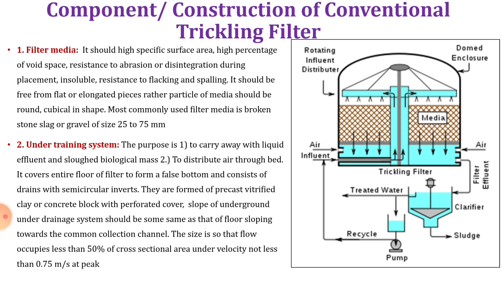So if you see at the bottom, the under drainage system is provided. It will carry the treated wastewater and the sloughed biomass. It will also be used to distribute the air evenly. So in short, it forms a false bottom. The slope is provided to the under drainage system, and usually vitrified precast clay or concrete blocks with the perforated cover are used as an under drainage system.